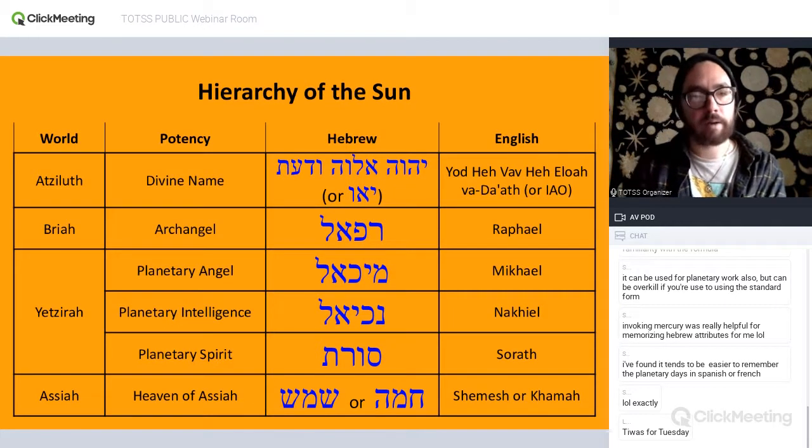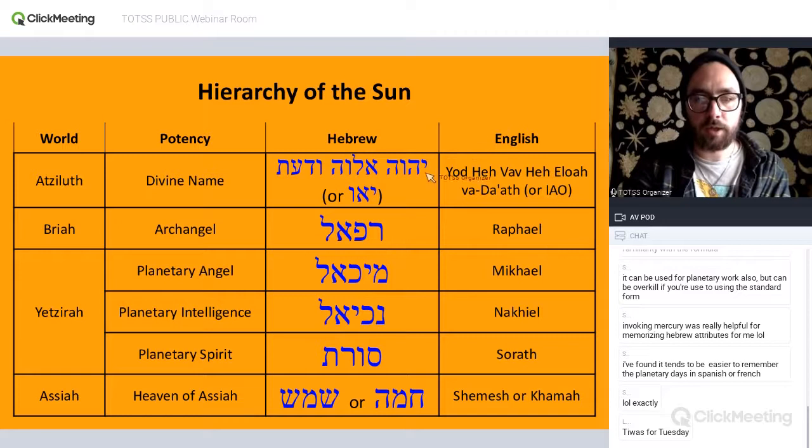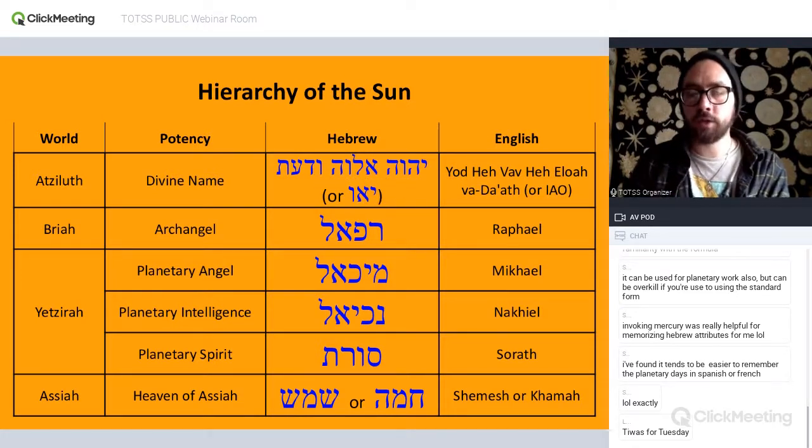All right, and we have the hierarchy of the sun. Now, the divine name of the sun is Yod He Vav He Eloah V'Da'ath, but we can also use the initials of that, which would be Yod Aleph Vav, which is sort of equivalent to IAO, the divine name Iao. So you can simply use the divine name Iao as an alternative name for the sun, which is really just an abbreviation of the full name, Yod He Vav He Eloah V'Da'ath.